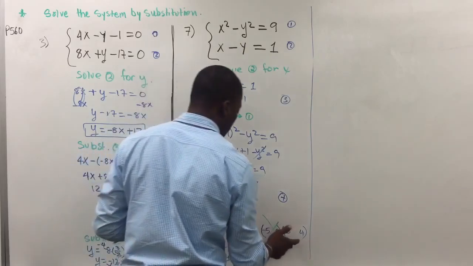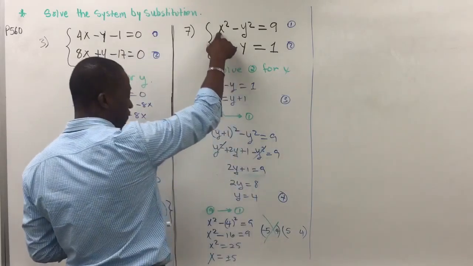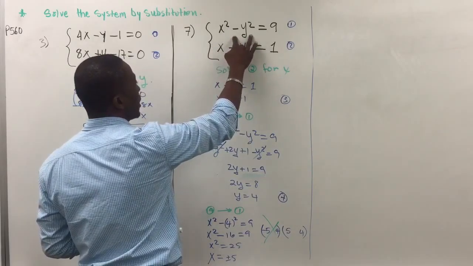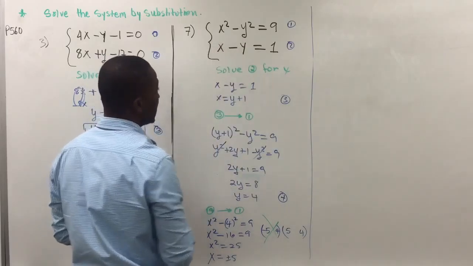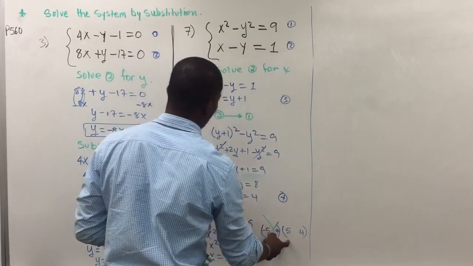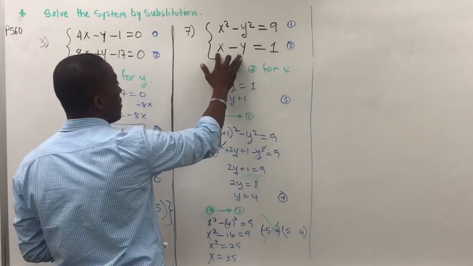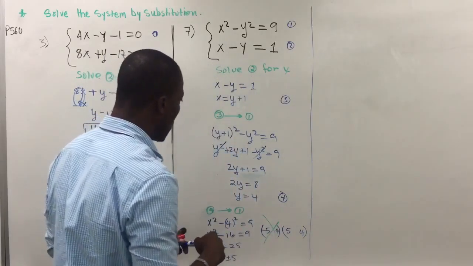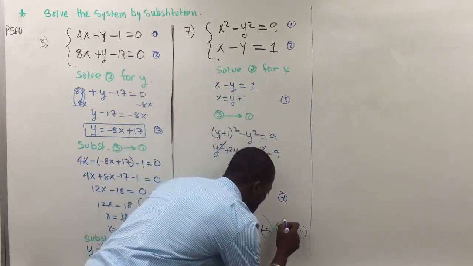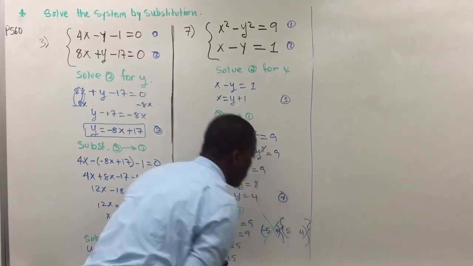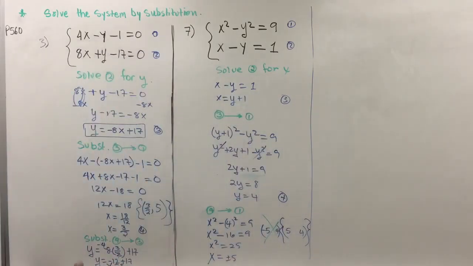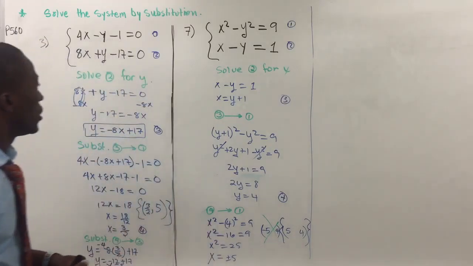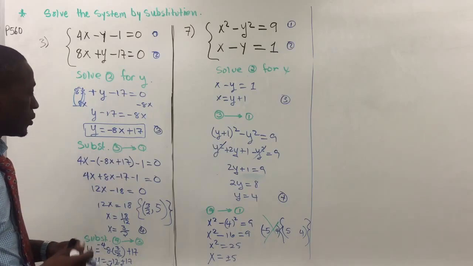Let's try 5 and 4. I put 5 here, I get 25. Minus 4 squared, that would give me 16. 25 minus 16 gives me 9. Let's try it in the second one. 5 minus 4 gives me 1. So therefore, this one is the answer. We'll put this in a curly bracket. So it's important to check your answer when you get your solution and make sure they work before you give that as a final solution.